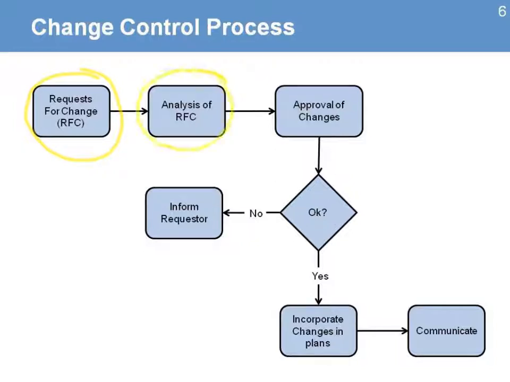There is a step of analysis of the request. We see how long it's going to take us, how much it's going to cost us. Then the approval of those changes, depending on the different levels of authority that exist within the project and the organization, different people will take roles in approving. If the approval is negative, then we need to inform the group of people that requested it and the reasons why it was denied. If it's approved, then we incorporate those changes in the plans and we communicate to the different people who are involved in that plan or in that area about those changes.